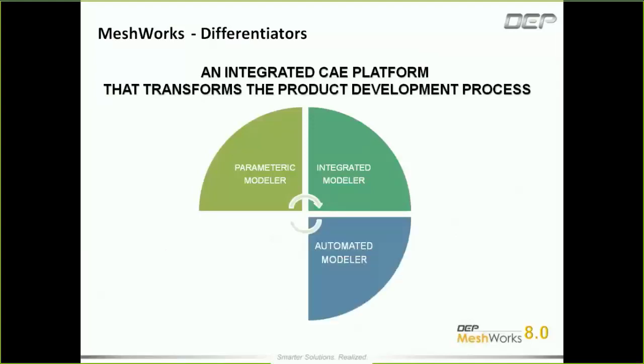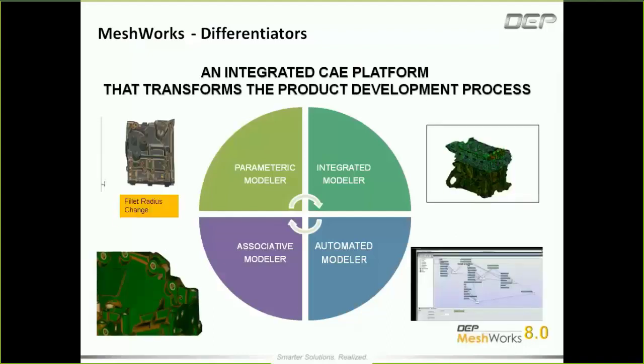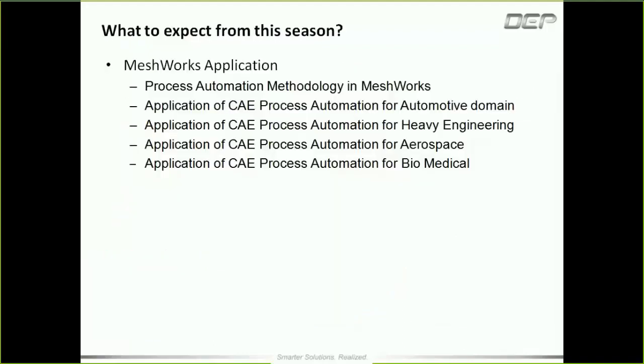Then there is an automated modeler, which I can also call the process automation module, which is the subject matter of the webinar today. And lastly, there is an associative modeler, which we will take up in another webinar and let you know how the existing mesh model can be automatically updated to the new CAD that is coming into the system. So these are the four important differentiators that MeshWorks has compared to the other tools that we are aware of.